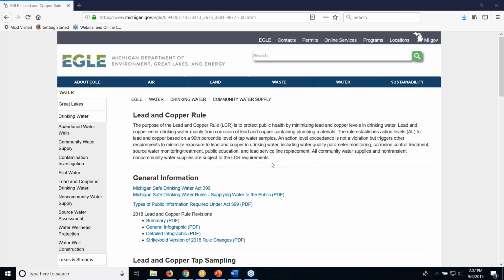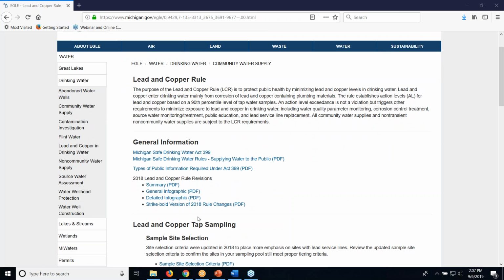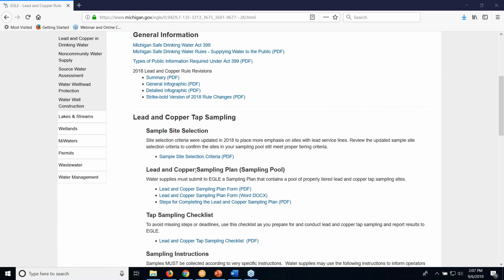First of all, this is the michigan.gov/LCR website for lead and copper rule. This is generally where all your information regarding the lead and copper provisions of the Michigan Safe Drinking Water Act can be found, including the lead and copper sample plan that is due to your district email box by January 1st, 2020.